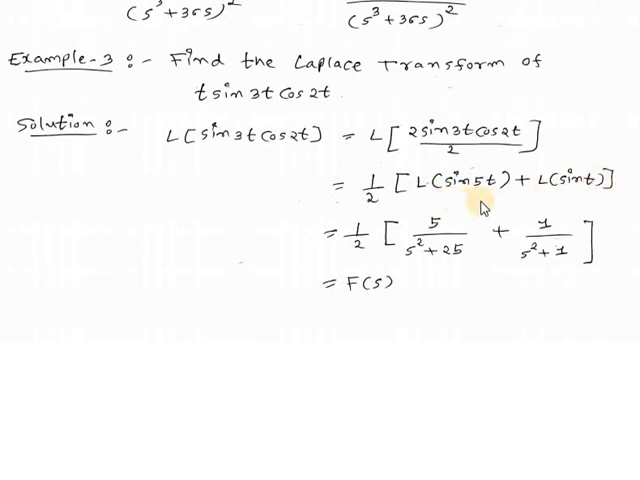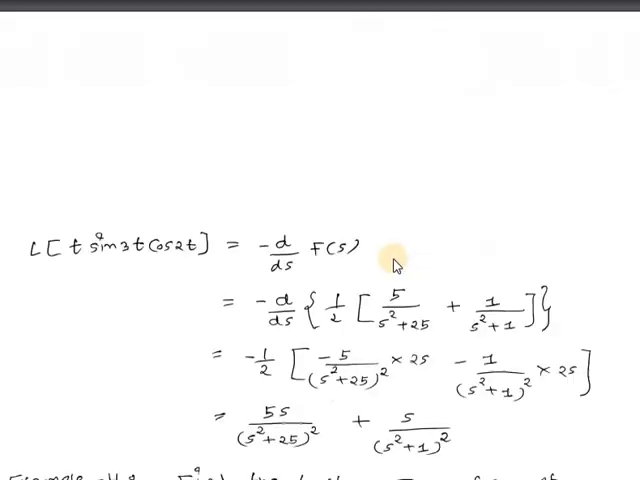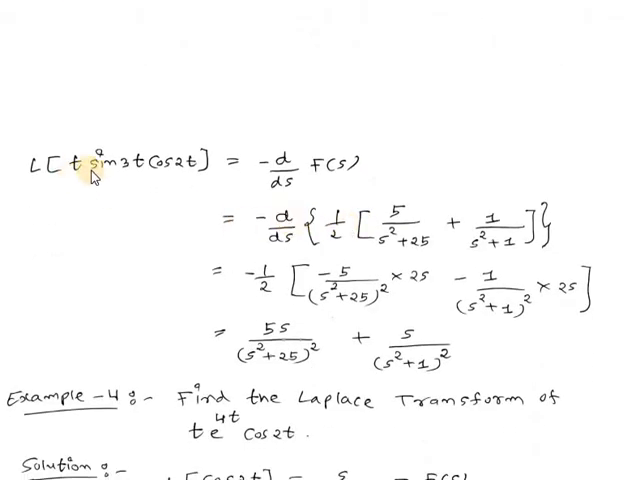Now Laplace of sine 5t will be 5 divided by s square plus 25, because Laplace of sine at is a divided by s square plus a square. Same way, Laplace of sine t will be 1 divided by s square plus 1, because here a is 1. So this is our f of s. Now we have to find out Laplace of t sine 3t cos 2t. So this will be minus d by ds f of s.